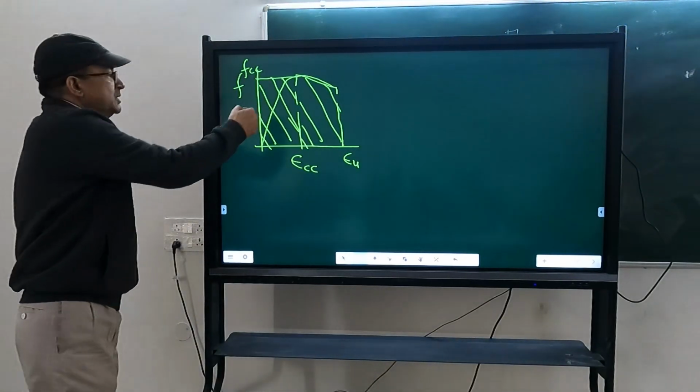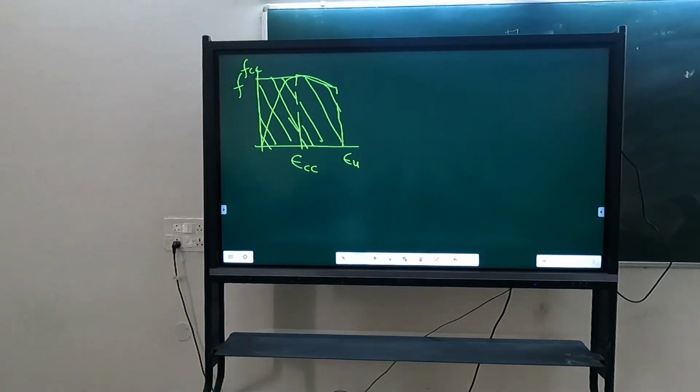Below this, I told you what you have to obtain is actually my dash and phi y dash. And up to my dash and phi y dash, both curves for confined and unconfined concrete can be taken as same.